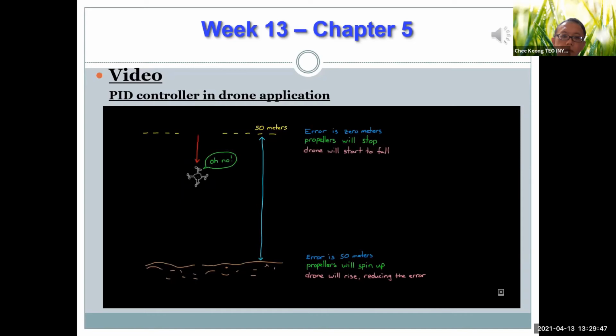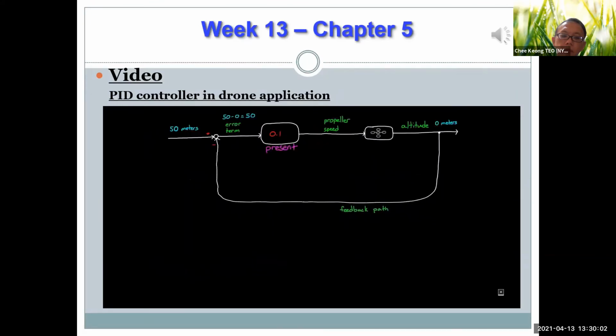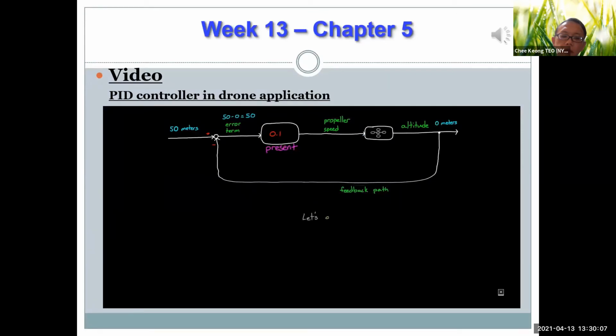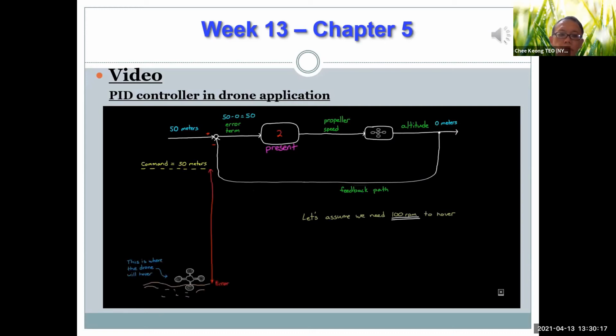Now, when that happens, the propeller speed would start to increase again as the error grew. There is a certain propeller speed where the lifting force is exactly equal to the weight of the drone, and at that speed, the drone will hover. So where would our proportional controller hover this drone? Well, that depends on the controller gain. Now let's assume for the moment that the propellers need to spin at 100 RPM in order for the drone to hover. If our proportional gain was 2, then the drone would hover right at ground level, since an error of 50 times 2 is 100 RPM.